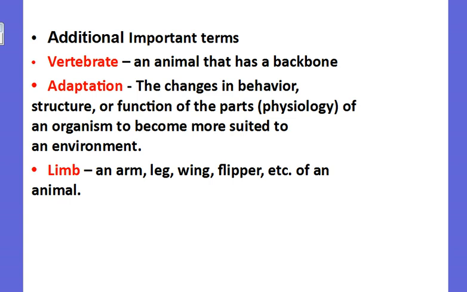Adaptations is just a change in behavior, structure, or function of the parts of the body. So what the body parts look like, how do they work to help the organism be more suited to survive and thrive and do well in their environment. And we're going to talk a lot about limbs, like arms, legs, wings, flippers, etc. of an animal, because when you look at the limbs, you can see a lot of evidence of common ancestry.